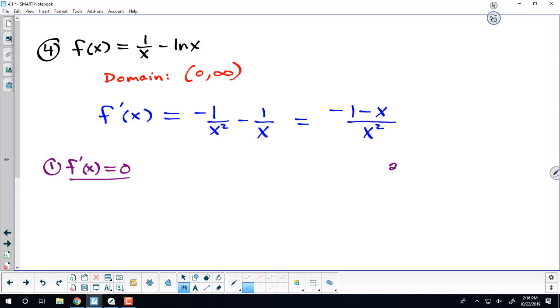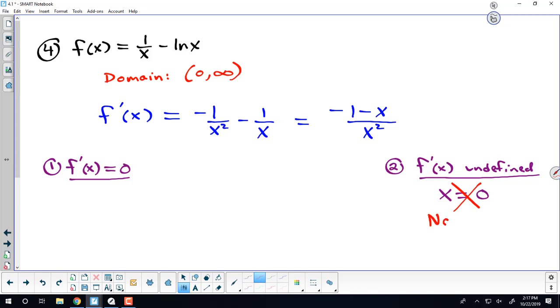And where is the derivative undefined? So usually those are the easier ones to answer. Where is our first derivative not defined? At x equal to 0. Would we consider this a critical point? Yep, it's outside of the domain of the original function, right? Not included in the domain. So that is not a critical point.